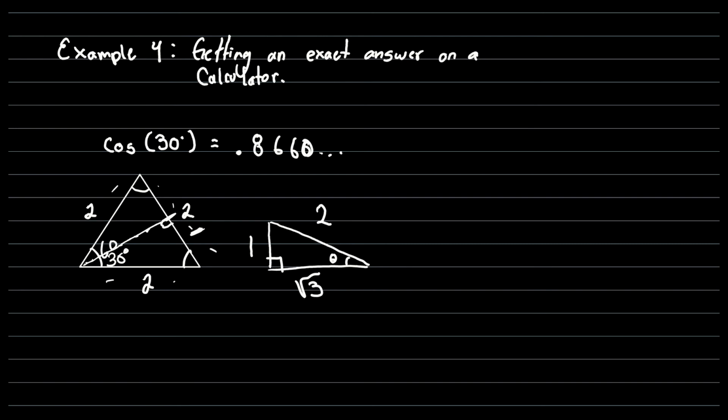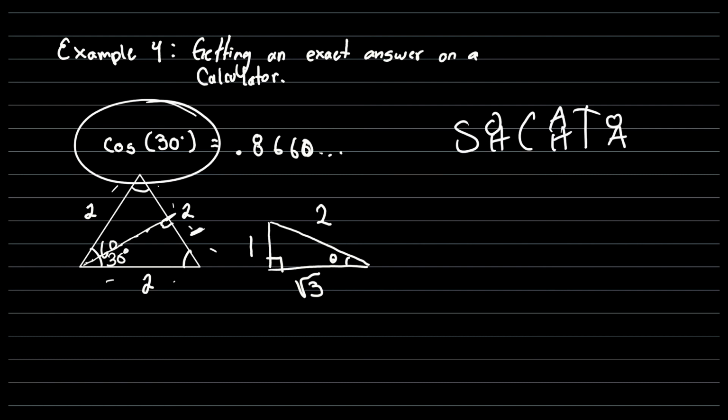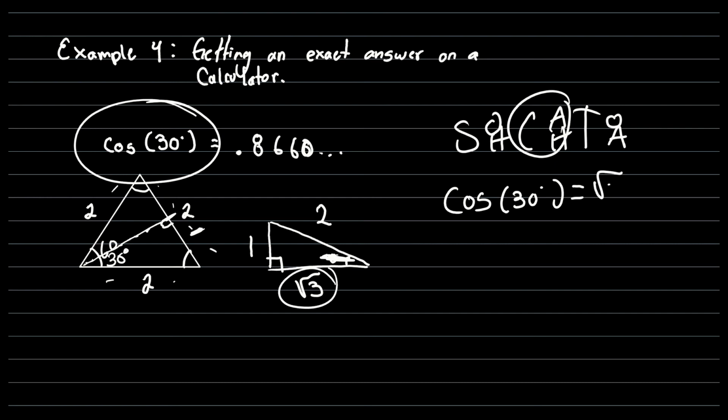So if we are asking what is cosine of 30, well, Toa says the cosine of 30 degrees is going to be equal to adjacent. If we look at this one, according to my angle, what is my adjacent? Square root of 3 over my hypotenuse, which is 2, which is the exact value.